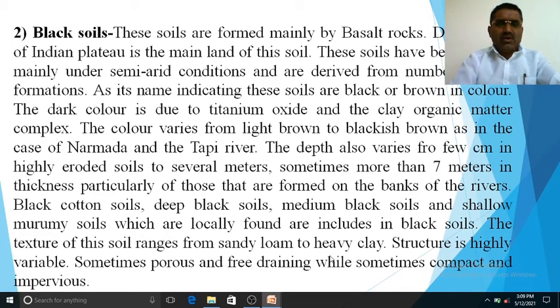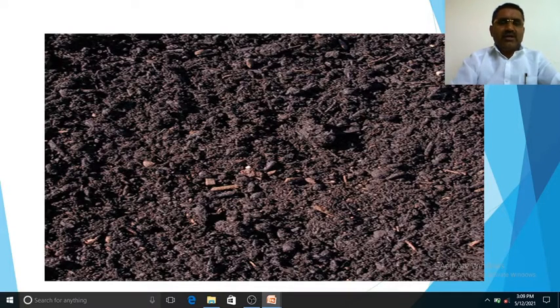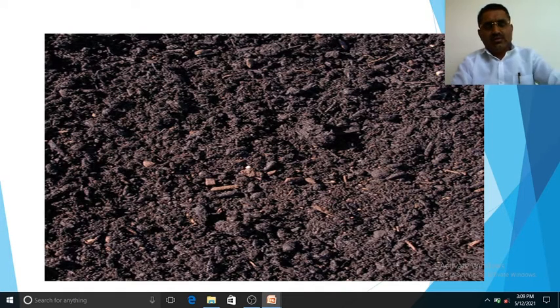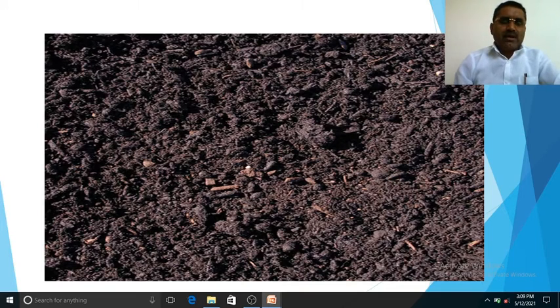That matters. Means what? If the soils get compacted, then they become compact, and if the soil is newly formed, then that is impervious. So this is the pictorial presentation of the black soil, and most of the black soil is found on the Deccan Plateau of India, particularly Maharashtra, Karnataka, Andhra Pradesh, Madhya Pradesh, and Telangana. So these 5 states possess the Deccan Plateau of India, and that's why the Deccan Plateau has black soil.